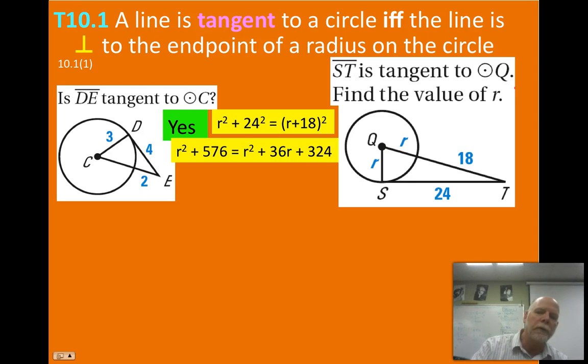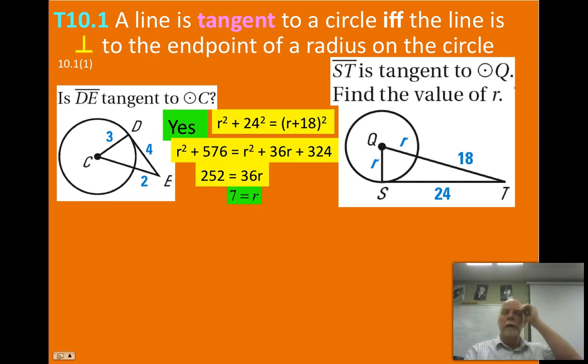If you move the 324 to the other side, we're going to end up subtracting that from the 576. And so we get 36r is equal to 252. If we divide both sides by 36, we get r is equal to 7. So the radius of that circle is 7. All right? So we're using right triangles to solve for the radius of this circle.